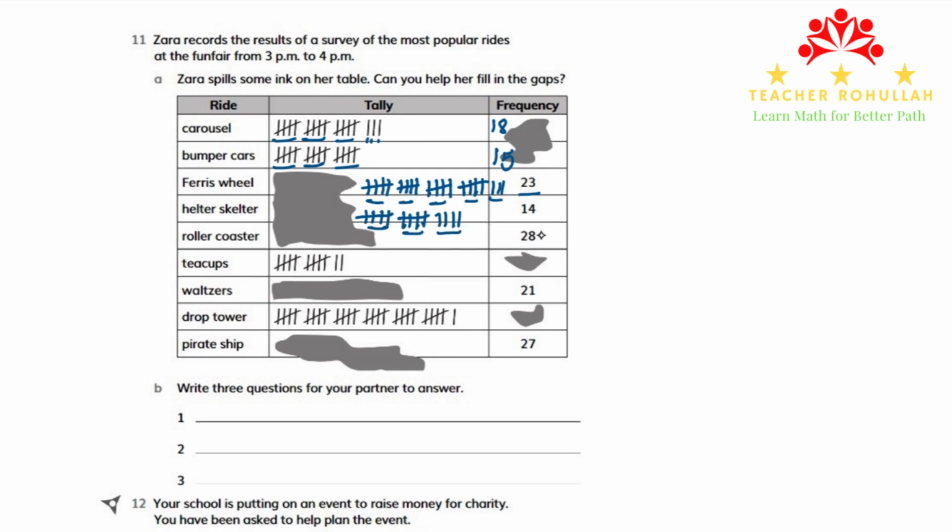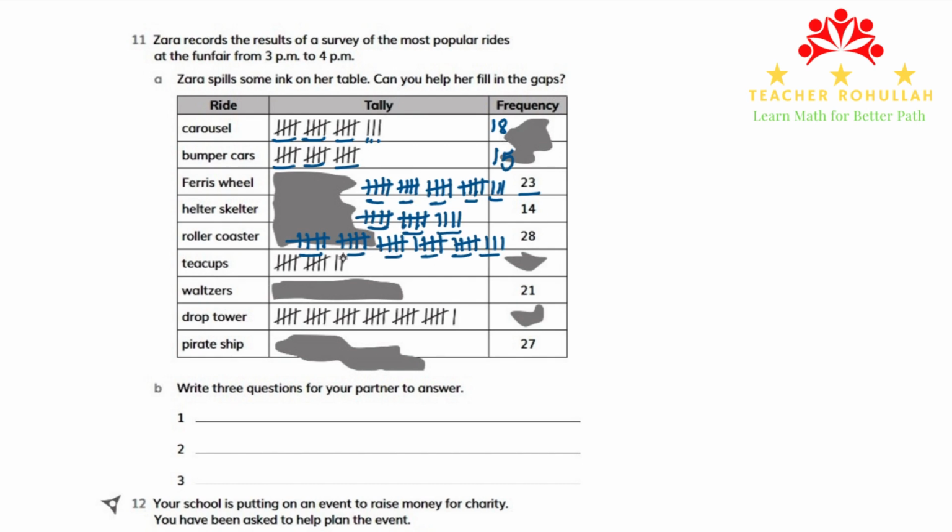In the fifth one also, we don't have the tally marks, so we have to show 28 using the tally marks. We can draw even here also, even on the spilled part also. So 1, 2, 3, 4, 5, repeated for each group: 5, 10, 15, 20, 25. 26, 27, 28. 5, 10, 15, 20, 25, and 28.